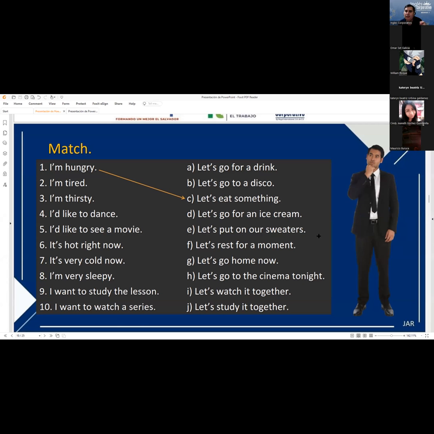Let's put on our sweaters. Let's rest for a moment. Let's go home now. Let's go to the cinema tonight. Let's watch it together. Let's study it together. You have questions? No question. Okay, then let's go. Let's go to the groups. Okay, the groups are opening. Please join.